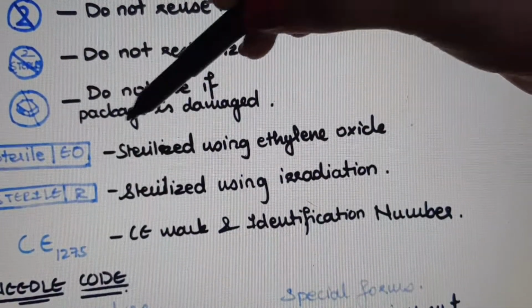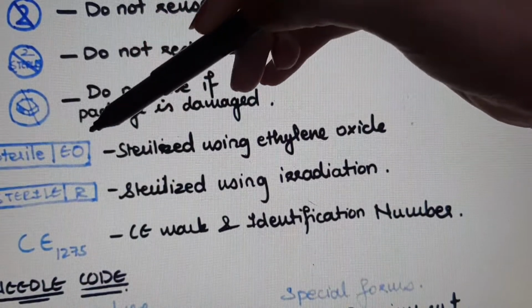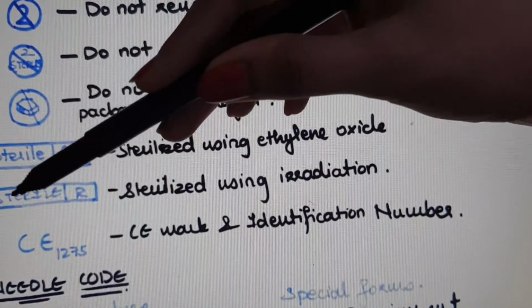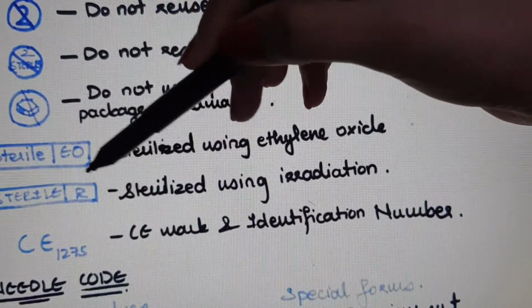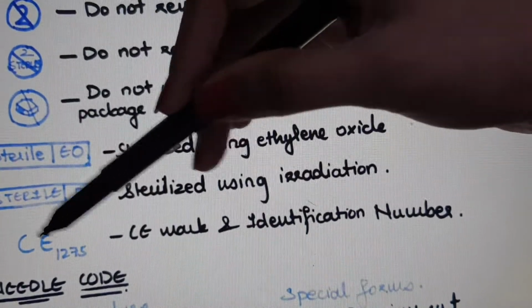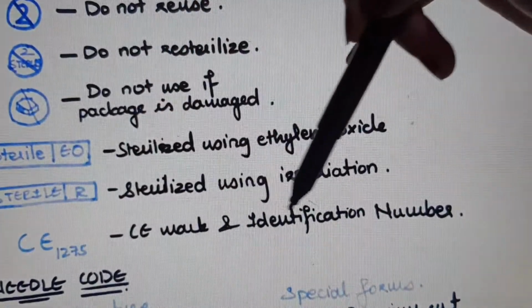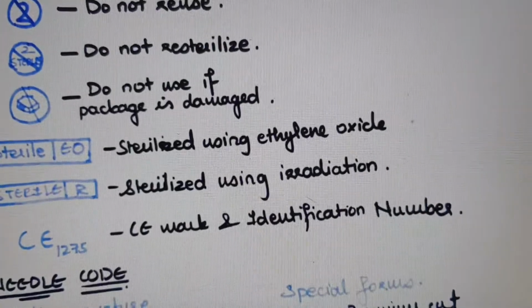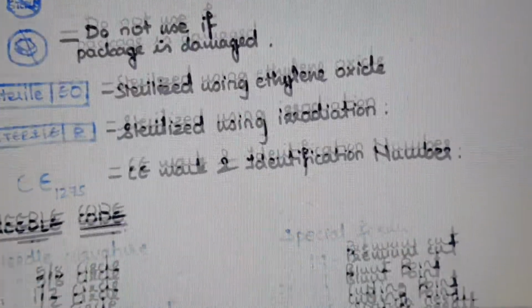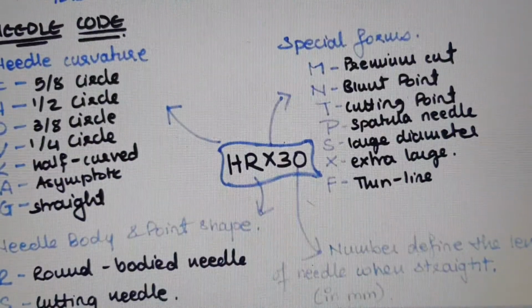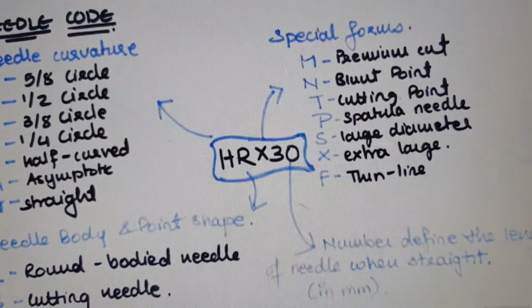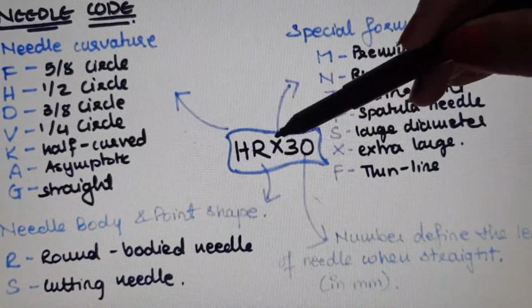symbol. Now these suture materials are either sterilized by ethylene oxide or by irradiation. So these symbols are denoted over here. Then the identification number is given by this symbol. Every suture material has its specific needle code. For example, let me tell you HRX30.